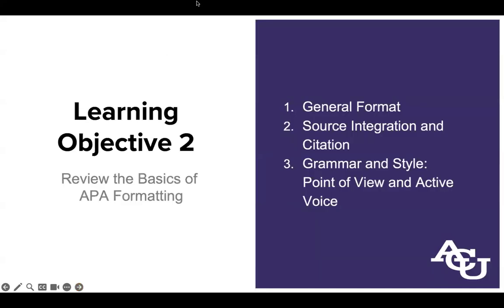So while we're still talking about lemurs, we will talk about learning objective 2, reviewing the basics of APA formatting. We're going to break this down into general APA format of your document, source integration and citation, and some points about grammar and style where we talk about point of view and active voice.